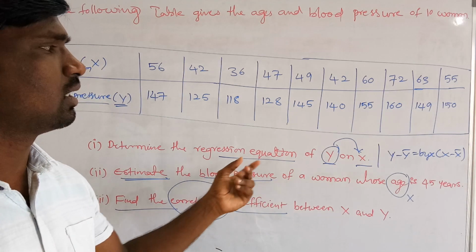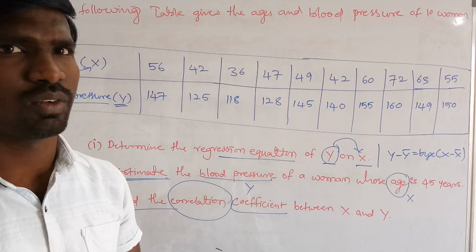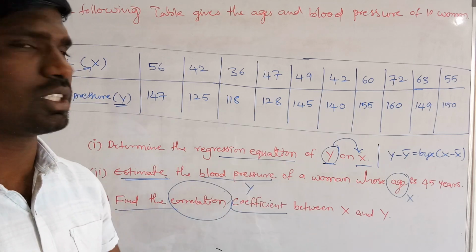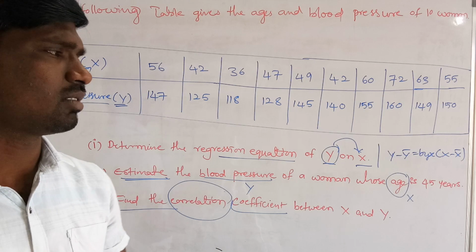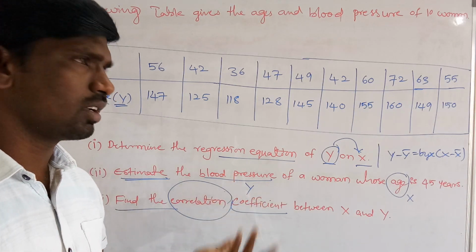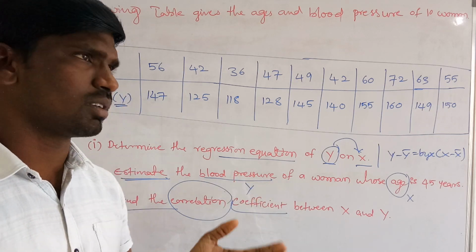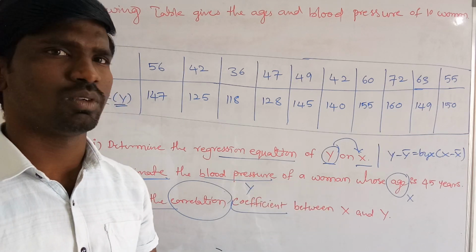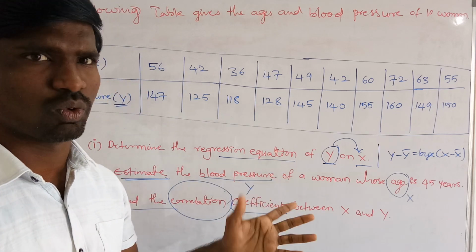The first condition is the regression equation of Y on X. If we are asked for the other equation, X on Y, then we know how to calculate it easily. The second is to estimate the blood pressure. If the examiner gives the X value, then we can easily estimate the value of Y. So we know these two conditions very well.